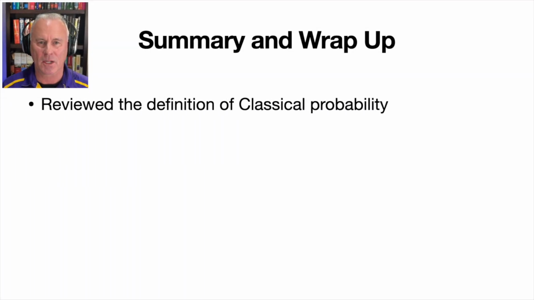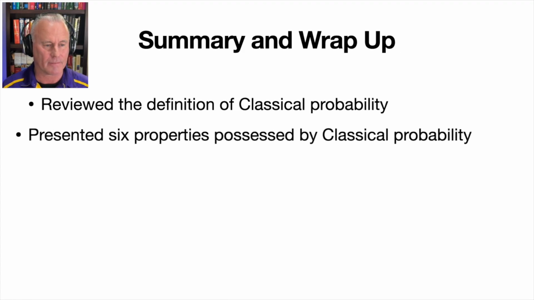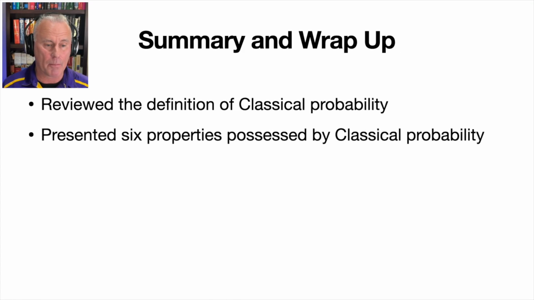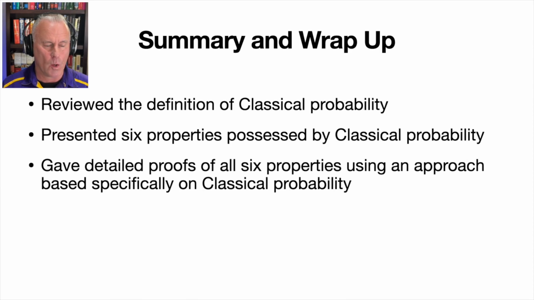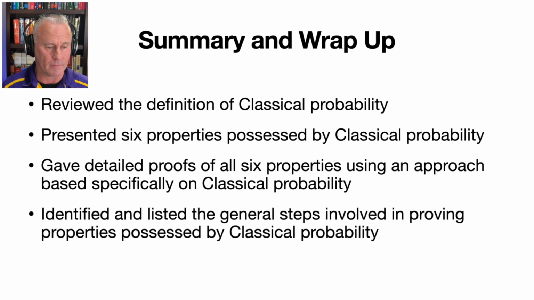So let's summarize what we've done. We reviewed the definition of classical probability. We presented 6 properties possessed by classical probability. We gave detailed proofs of all 6 properties using an approach based specifically on classical probability. We identified and listed the general steps involved in proving properties possessed by classical probability.